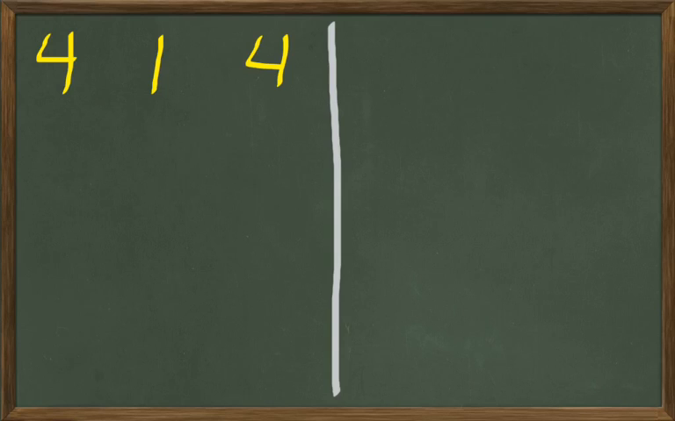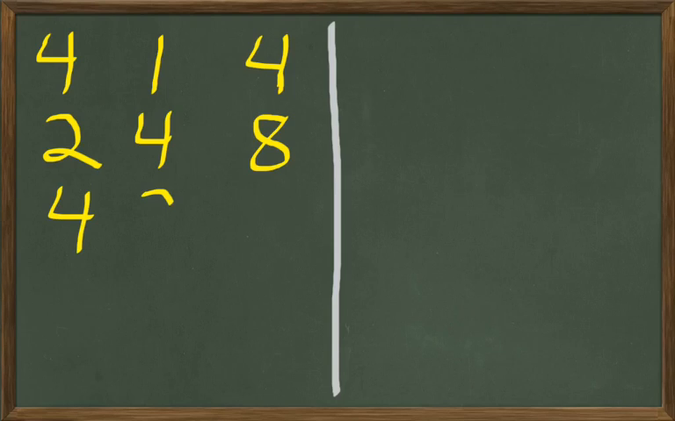How about 2 times 4? 2 times 4 are, you know how many that is? That's 8. And 4 times 2, believe it or not, is the same thing. 4 times 2 is also 8. 2 times 4 is 8. 4 times 2 is 8.